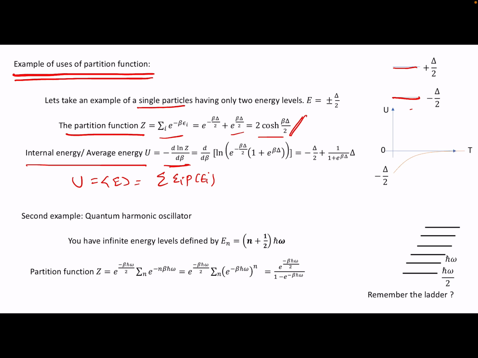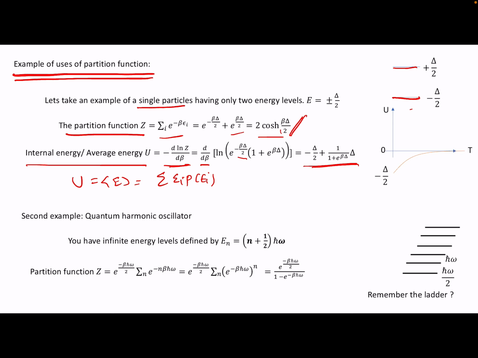Now, it will be difficult to evaluate the logarithm of cosh, so what I did was I just took e power minus beta delta by 2 outside. That will give me 1 plus e power beta delta, right? If I take a logarithm of this, I will get minus beta delta by 2 plus log of 1 plus e power beta delta, correct? And if I differentiate it with respect to beta, I encourage you to try this, I will get this expression.